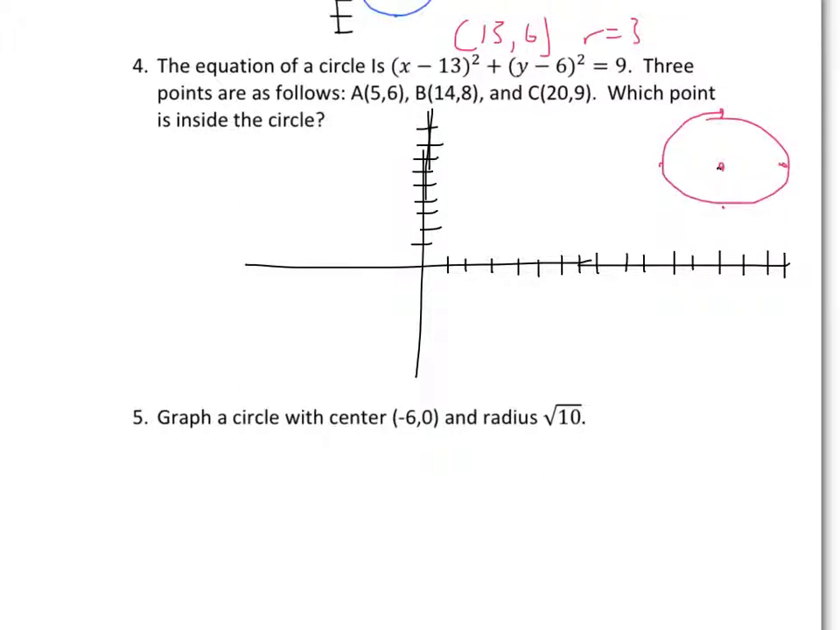Draw the circle. Now I'm going to plot each of these points A, B, and C. I'll do those in blue, and we'll see if they're on, inside, or outside the circle. (5, 6) is going to be all the way over here. Obviously, A is outside the circle. Then (14, 8) is going to be in here, 14 up to 8, which is inside the circle. And (29, 20), out to 29 and up to 9, is out here, outside the circle also. So B is the only one that's inside the circle. Just another graphing one.